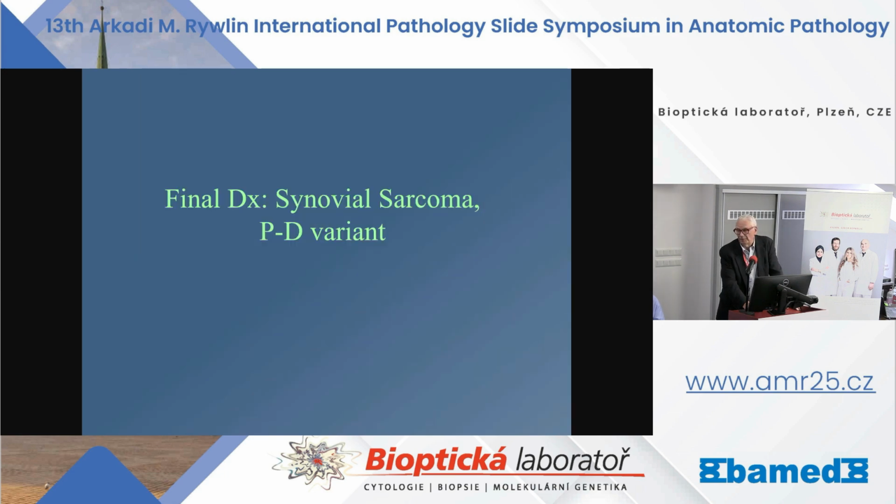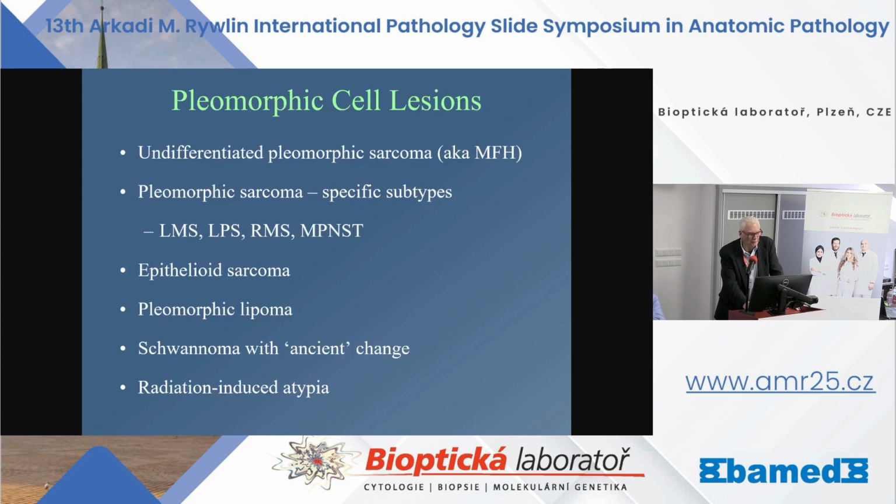This was an example of poorly differentiated variant of synovial sarcoma. Also in the differential diagnosis of malignant small rounded cell tumors, along with Ewing sarcoma, rhabdomyosarcoma, etc. Lastly, pleomorphic cell lesions. What we used to call MFH, malignant fibrous histiocytoma. Thanks to Dr. Fletcher, we now know that's an incorrect term, and we call these undifferentiated pleomorphic sarcomas.